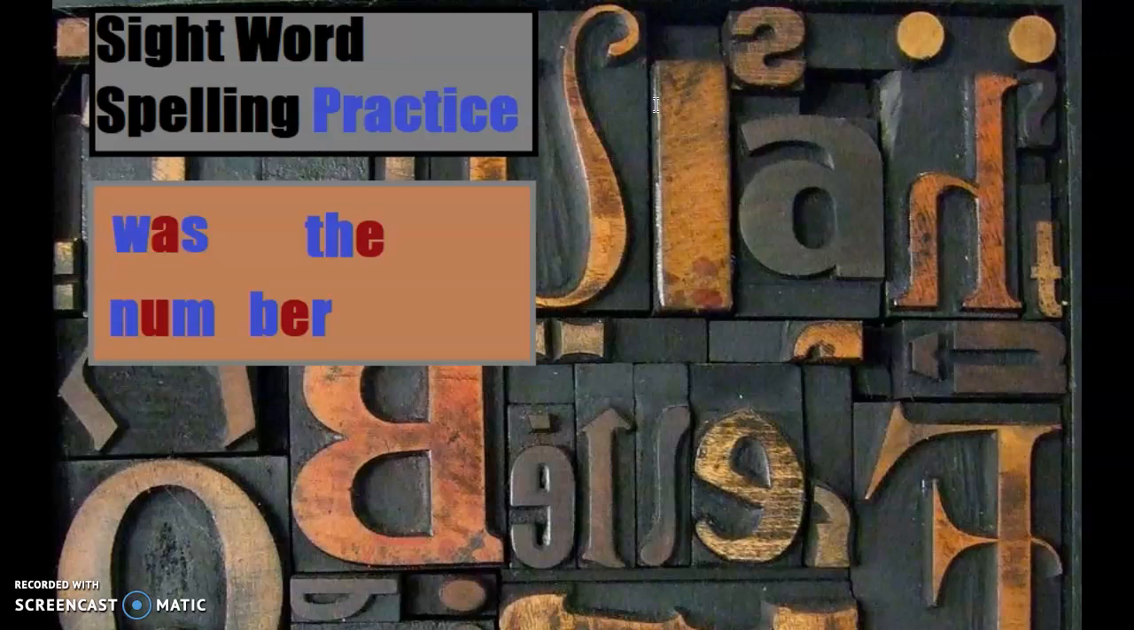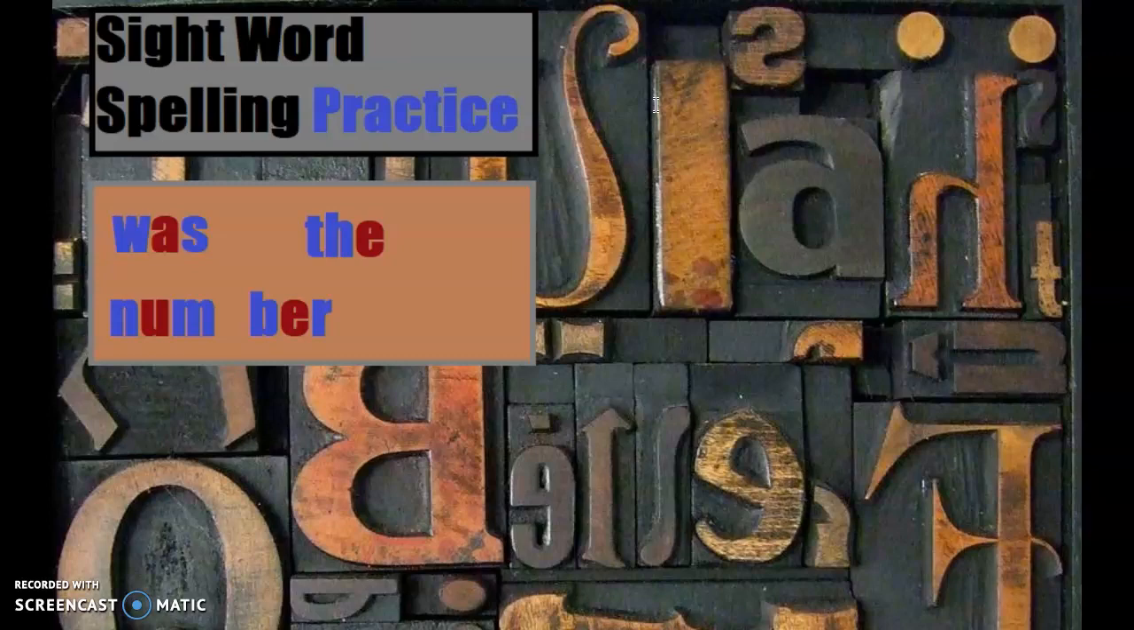Number five is pushed. Jenny pushed until the lid popped open. Pushed. Number six is month. We are in the month of April. Month. Number seven is first. The 1st of May is Friday. First. Number eight is new. I got a brand new bike for my birthday. New.